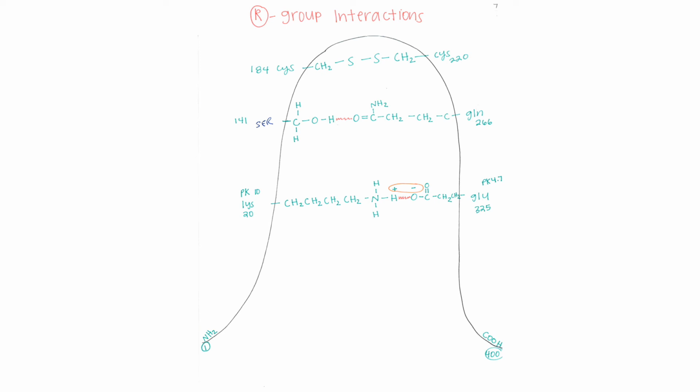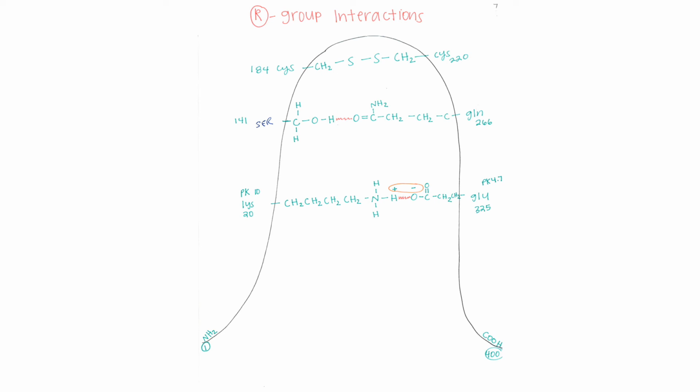And then finally, we look at lysine at position 20 and glutamic acid at 325. And these things are also brought close together. And in this case, you have a basic amino acid in lysine, acidic amino acid in glutamic acid. So you have 2 complete full charges, a positive and a negative. And so those undergo an ionic bond. So we have a covalent bond, we have a hydrogen bond, and an ionic bond. These are the types of interactions that can occur between R groups.